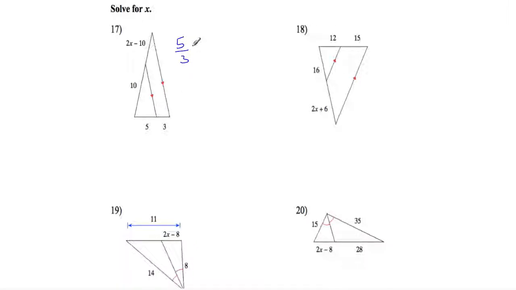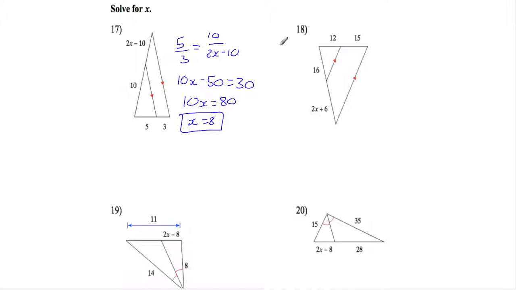So 5 to 3 is going to be equal to 10 to 2x minus 10, side to side, side to side. If I cross multiply, I get 10x minus 50. 10x minus 50 is equal to 30. If I add 50 to both sides, I get 10x is equal to 80. So x is equal to 8. Done. I didn't need to break this up into two triangles because I know I have parallel lines.